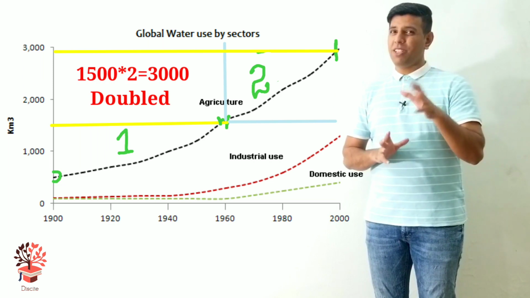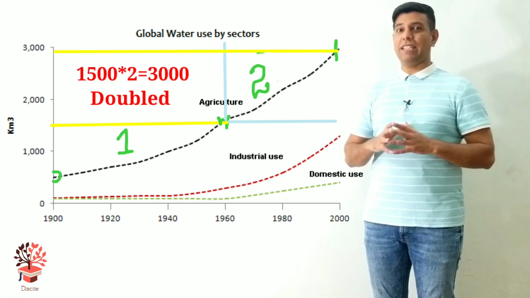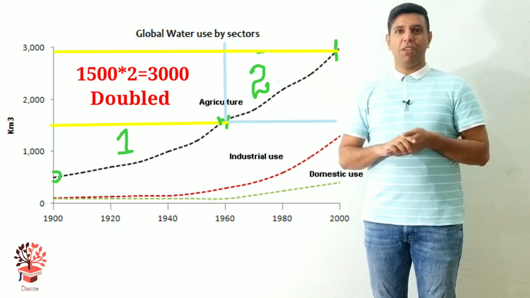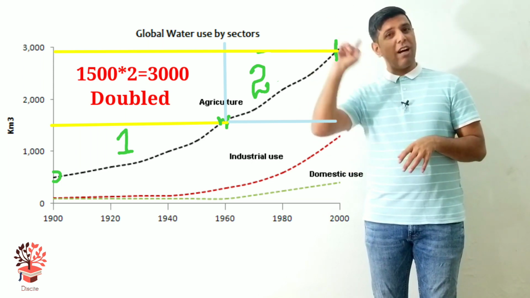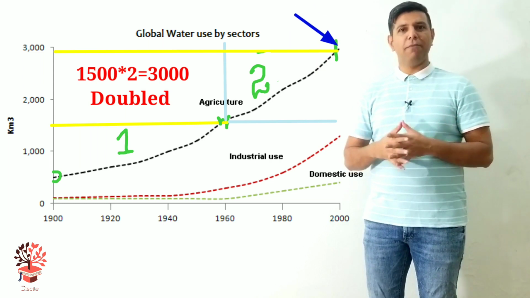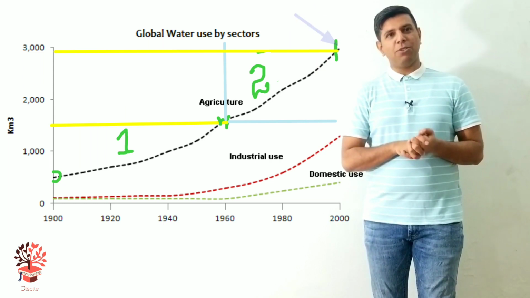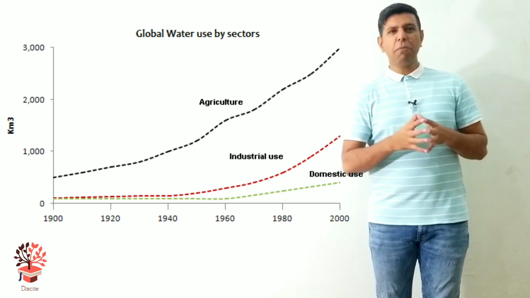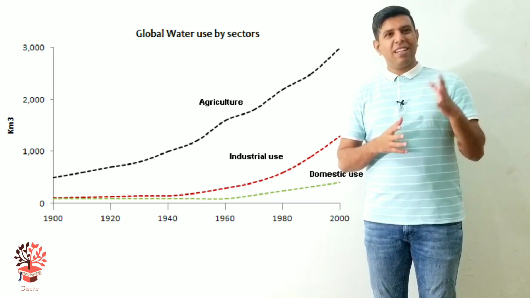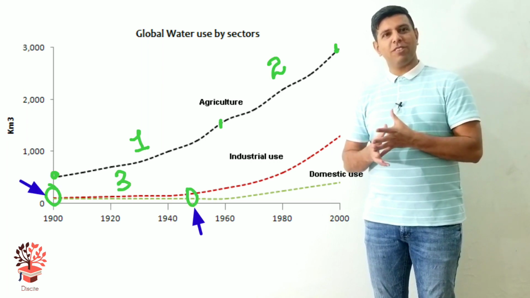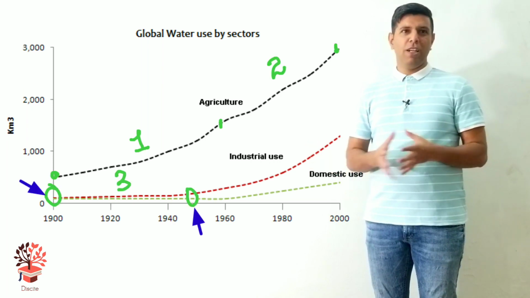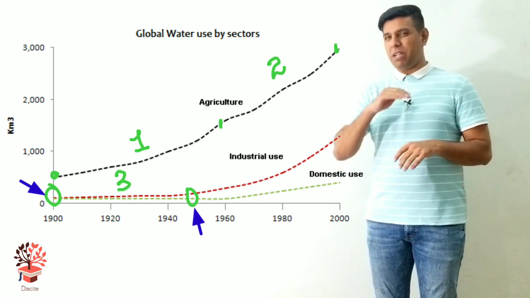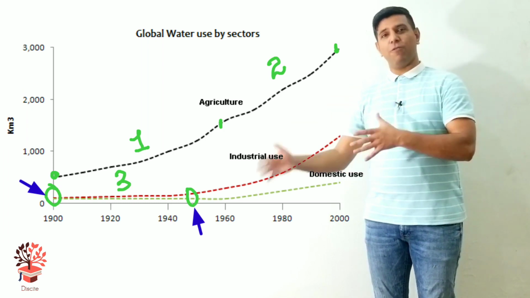3000 in around 35 years, 3.5 decades, the value has doubled, 1500 to 3000. Okay, so that's my second point, and that's also the highest point, so I must talk about that. Then I come down to the other two, domestic and industrial. Now, if you pay attention, there's almost no change till the middle of the century, very little. So you could say that the values almost remain constant or remain stable till the mid of the century.